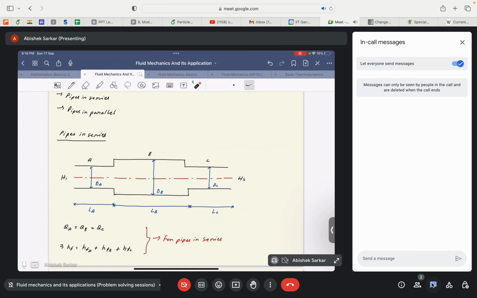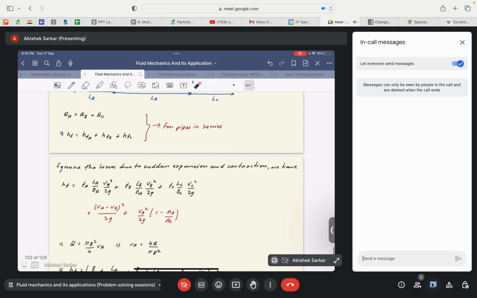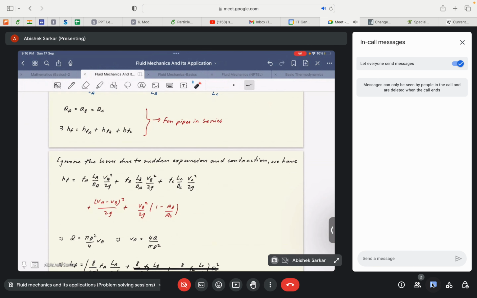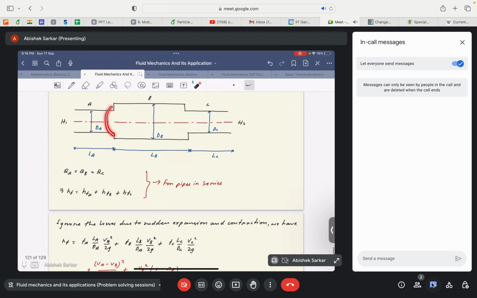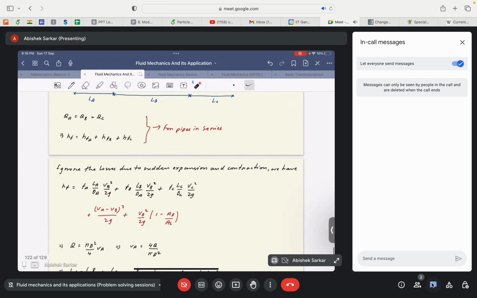Since in this diagram there are 3 pipes, the net head loss between these 2 points 1 and 2 would be HFA plus HFB plus HFC, that is the sum of head loss in all the 3 pipes. If we again ignore the effect of sudden expansion and sudden contraction that usually occurs here, there is a sudden expansion here, there is a sudden contraction here, we can write that HF is equal to this. I will not read it out, it is very simple and self-explanatory.